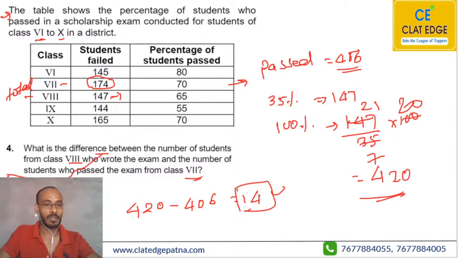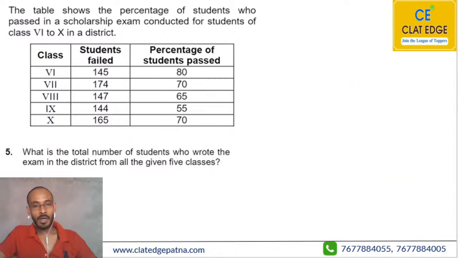Chalo, moving to the next question. Here in this question it says the table shows the percentage, again the same information, right? For the first 5 questions the data is the same. What is the total number of students who wrote the exam in the district from all the given 5 classes? Total number of students, that means what? We need to calculate the total everywhere, guys.